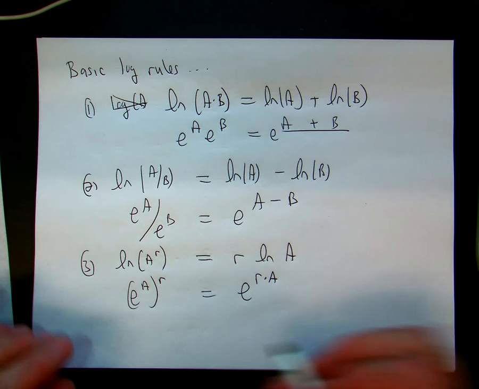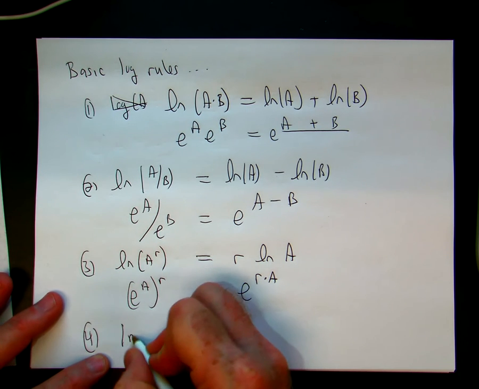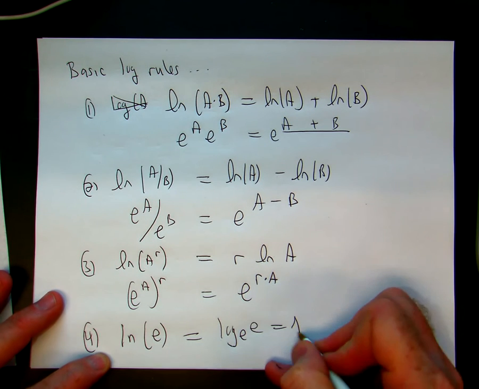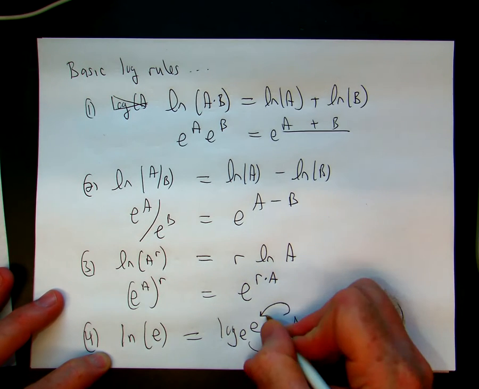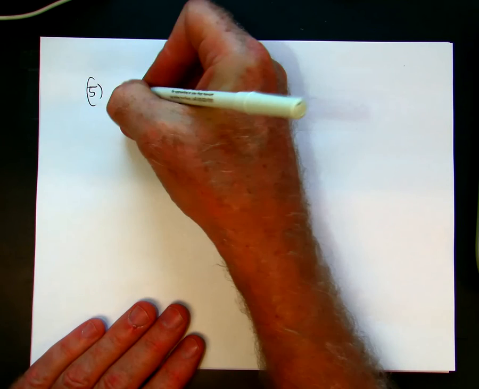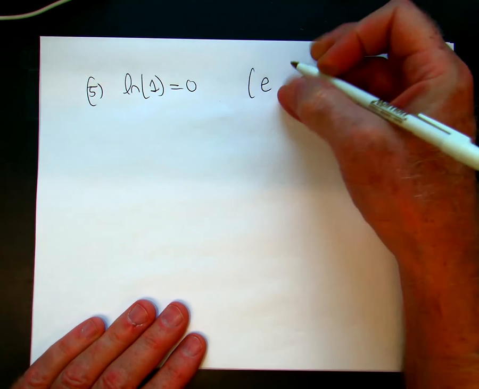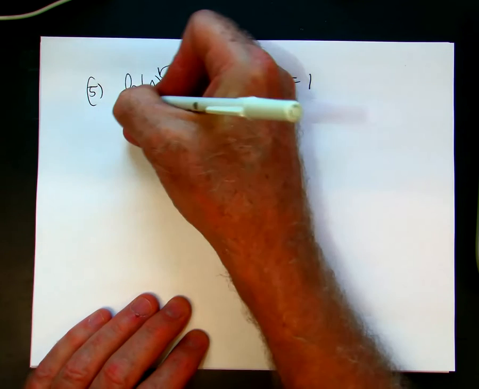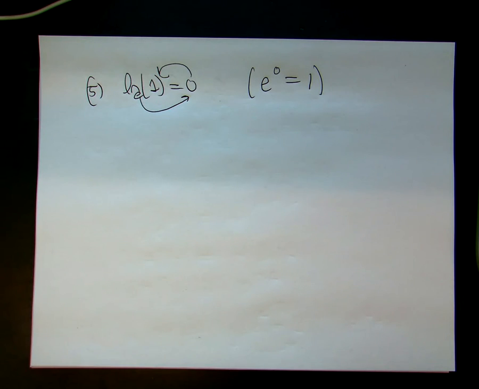Okay, hope that makes sense. So a couple more. We have the natural log of e. Well, just remember this is e to the natural log of e, and that's equal to 1. And that's because e to the 1 is equal to e. And we have another rule. Natural log of 1 is 0. And that's because e to the 0 is equal to 1. I'll stick that little e in there. And those are the main rules.